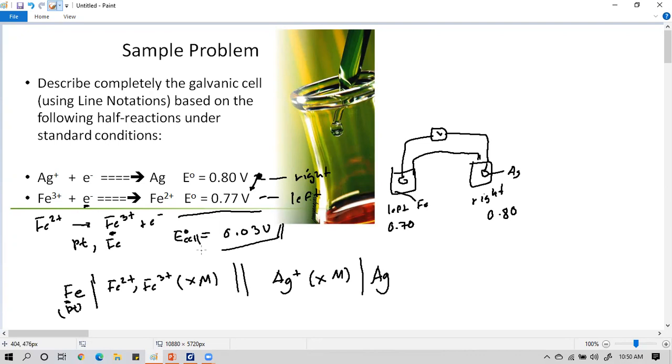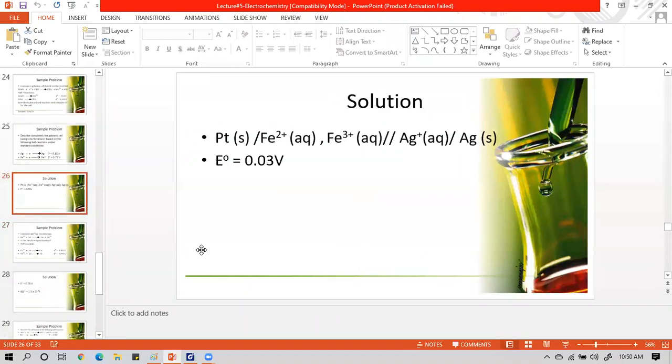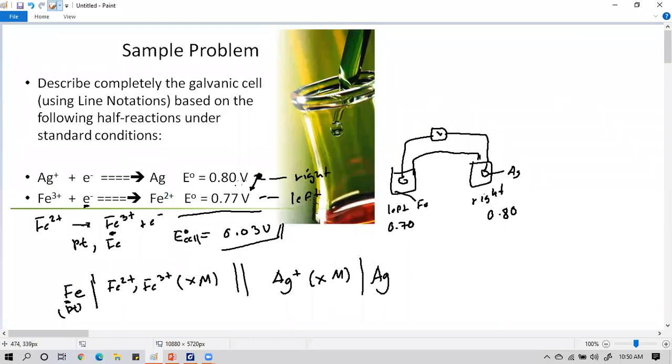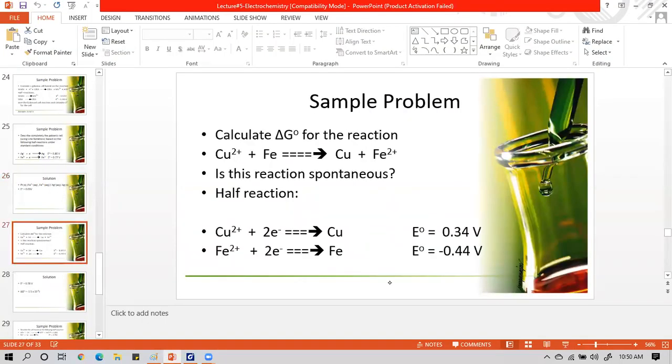Ayan. So, take a screenshot so we can proceed to the next problem here. So, E not is 0.03 volts. Nakalimutan ko lagyan ng states. So, this is supposedly an aqueous state, and this one here is supposed to be solid. This one here is aqueous, and this one here is supposed to be solid. Sorry, I failed to include that. Okay. Next sample problem here.